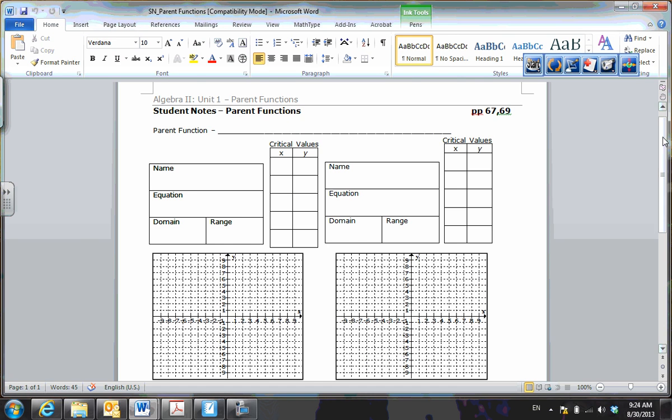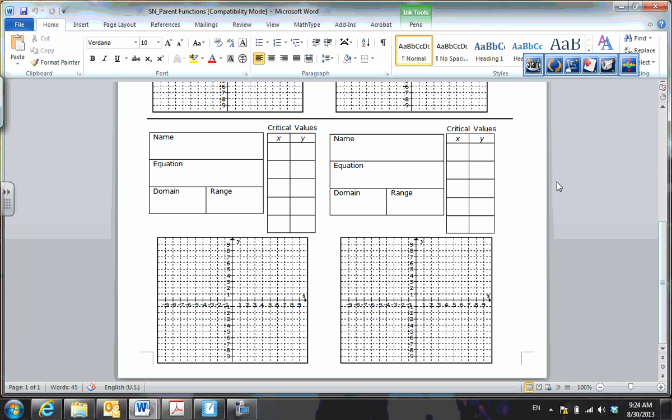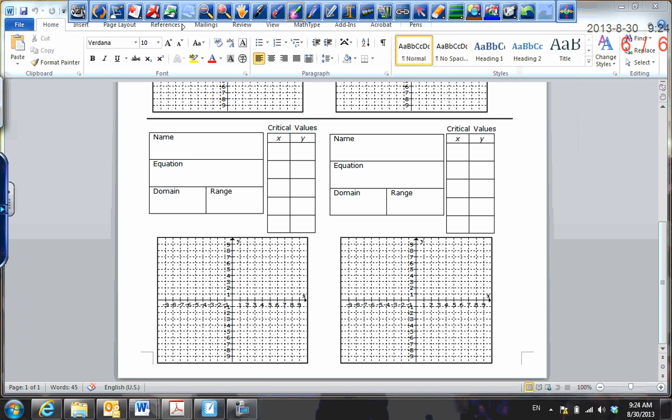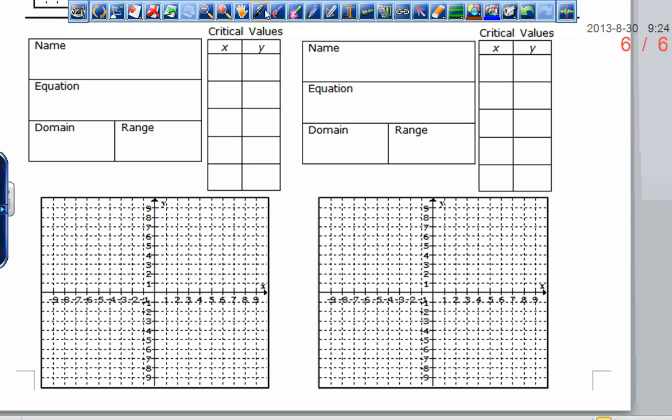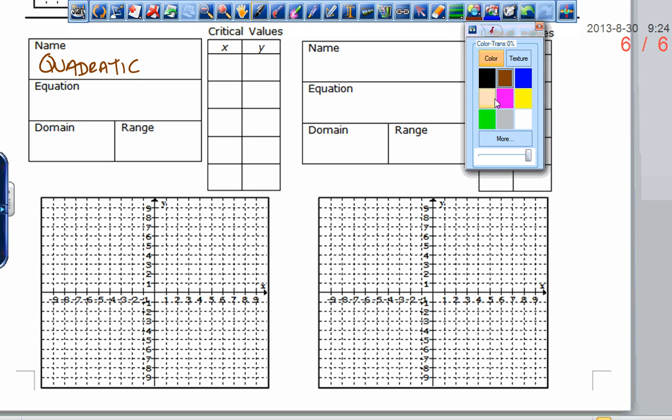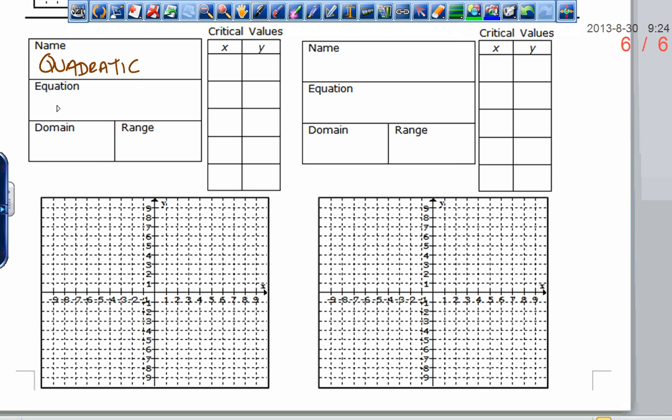Next one we're going to do is the quadratic. What's that one look like again? Do we know? Yeah, it's a parabola. All right, here we go. Quadratic. What's the equation? y equals x squared.